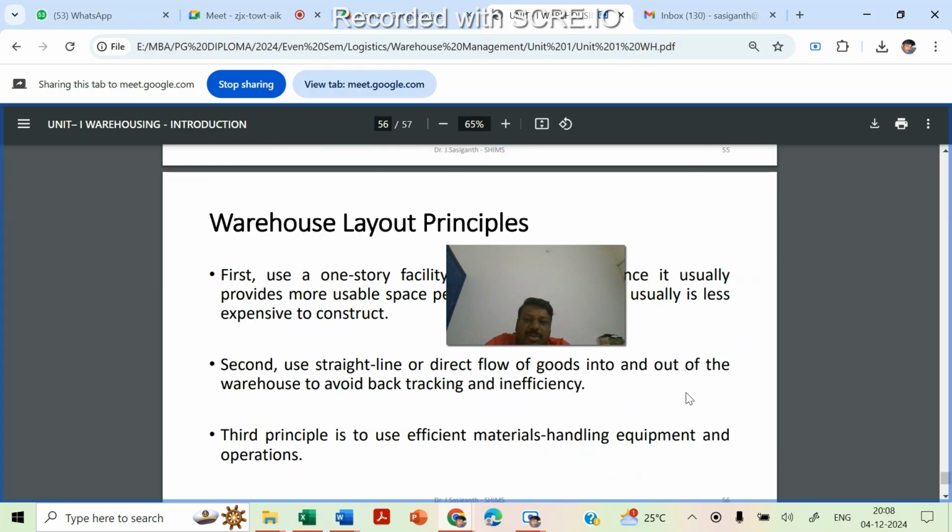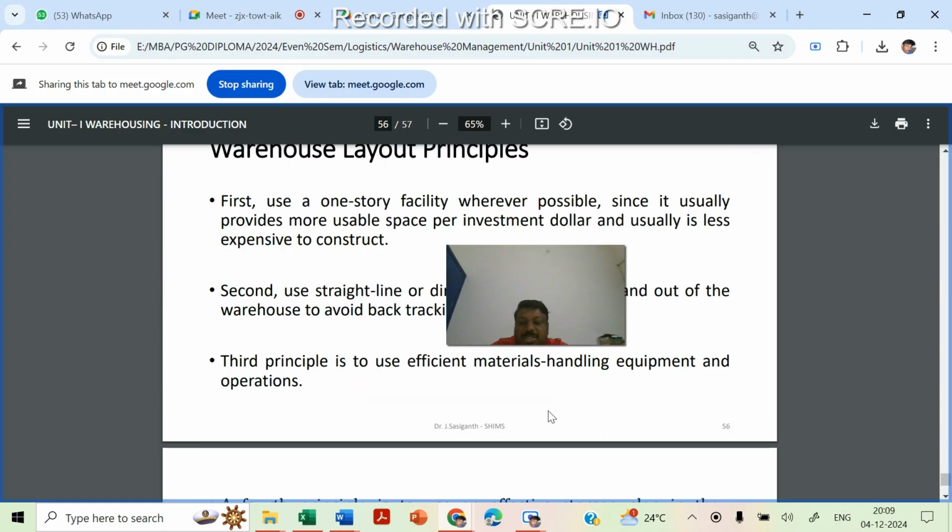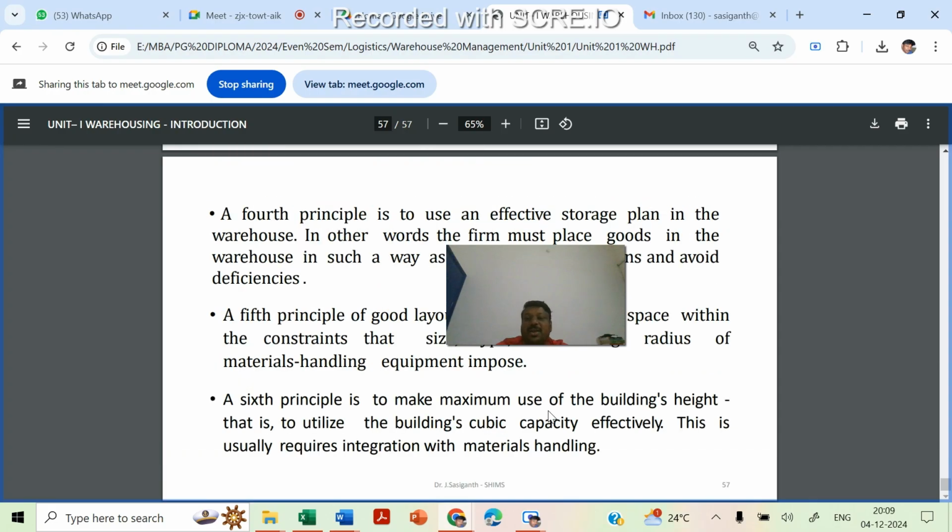See, warehouse layout. First, use a one-story facility wherever possible, since it usually provides more usable space per investment dollar and is usually less expensive to construct. Second, use a straight line or direct flow of goods in and out of the warehouse to avoid backtracking and inefficiency. When it starts, it has to go till the end. Third principle is to use efficient material handling equipment and operations. Fourth principle is to use an effective storage plan.